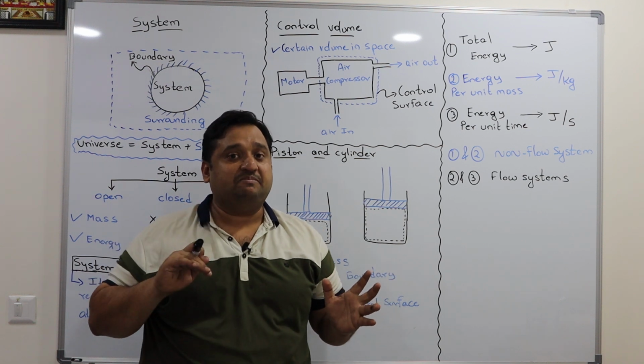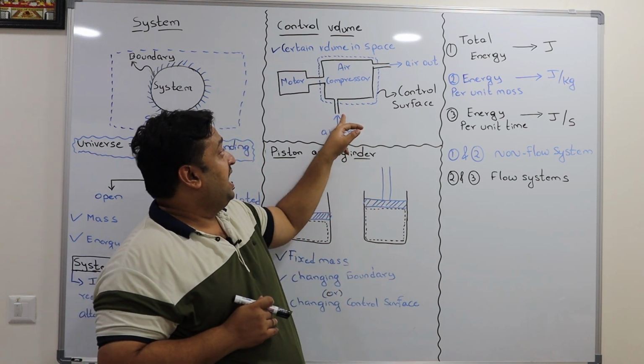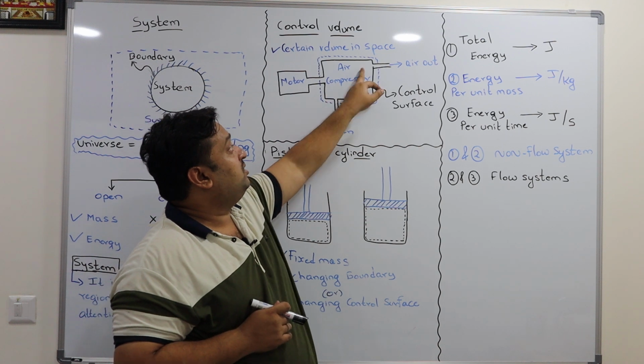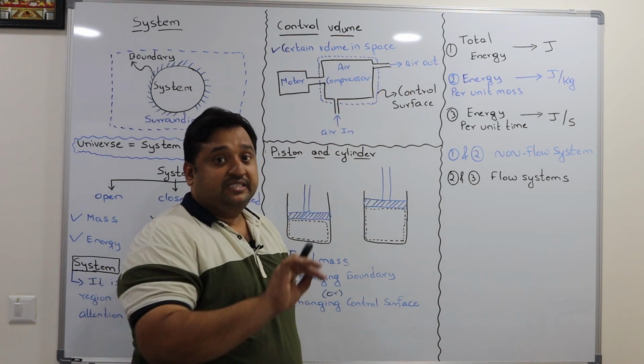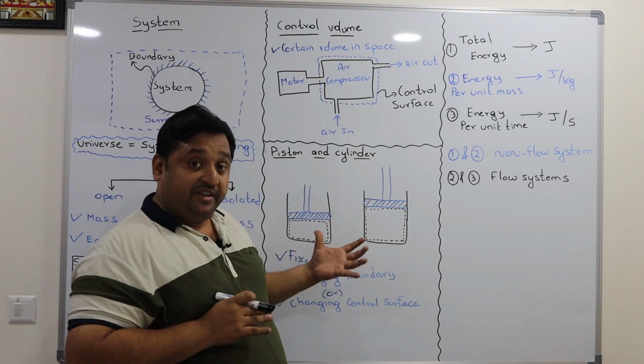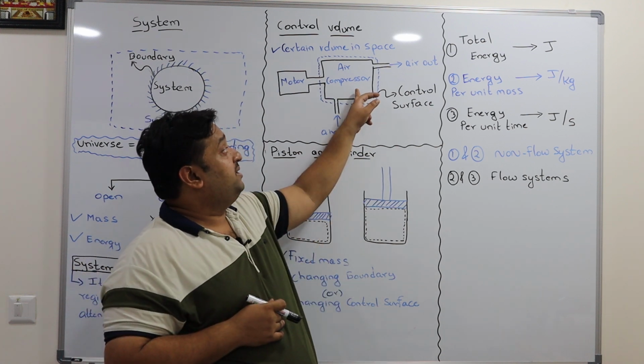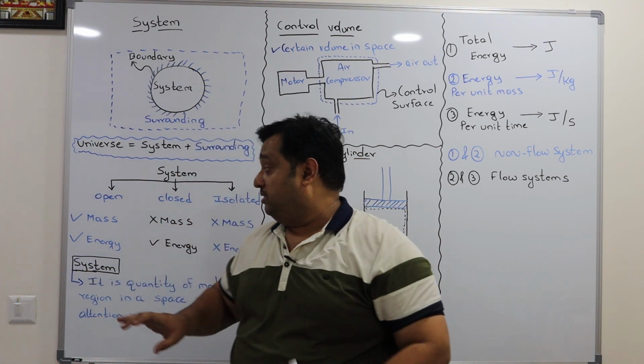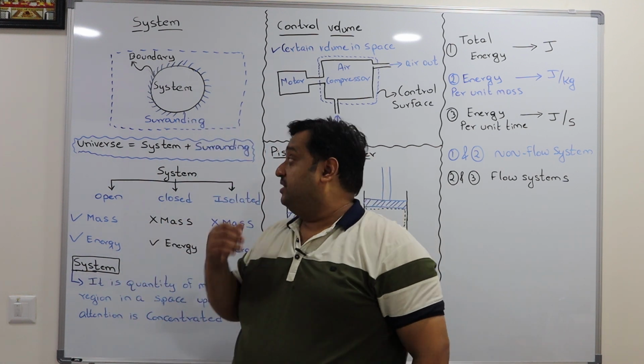Whatever is happening inside the compressor, I have to draw a boundary and see what things are going in and what things are coming out. This is a perfect example of a region in a space. A system can be fixed, or a system can be a region in a space. That is the perfect example of a system.